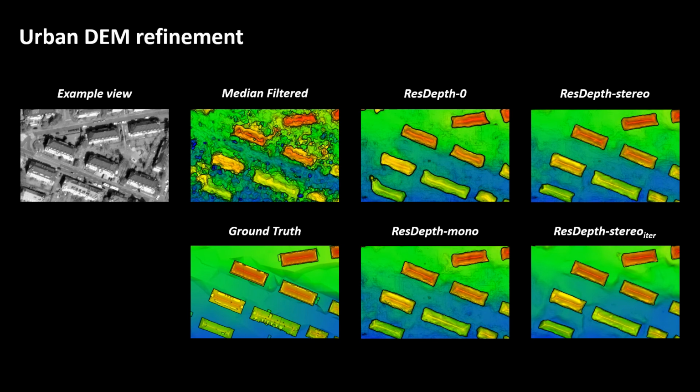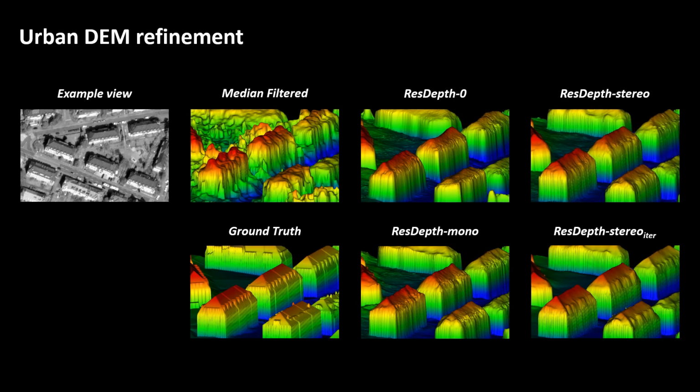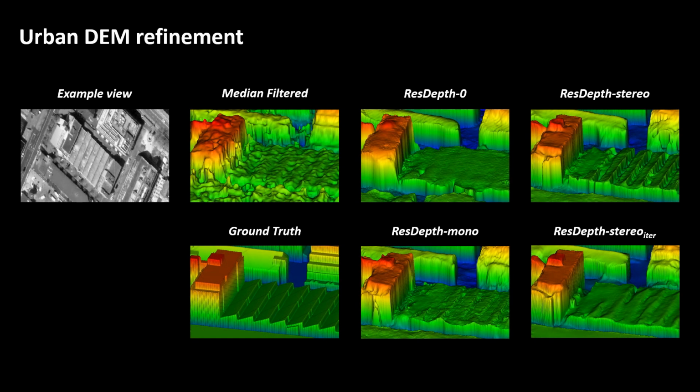ResDepth Stereo, and even more its iterative variant, are able to further sharpen and straighten building outlines and to reconstruct thin structures. They yield visibly crisper and more detailed 3D geometry, and even recover additional details that were missing in the input surface, such as, for example, small dormers or the sawtooth structure of this roof.